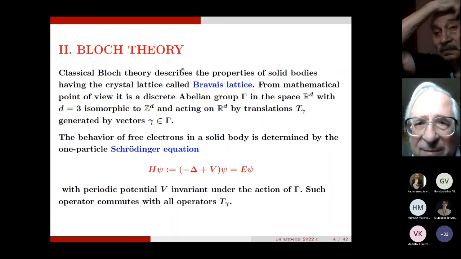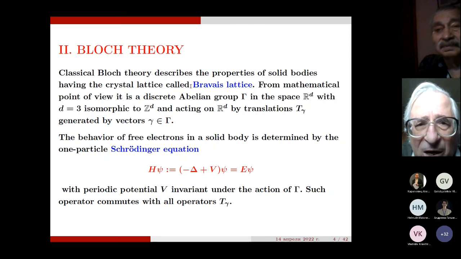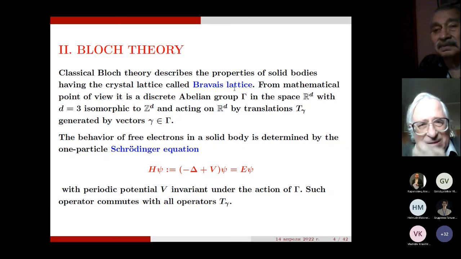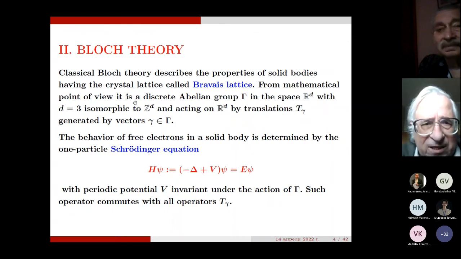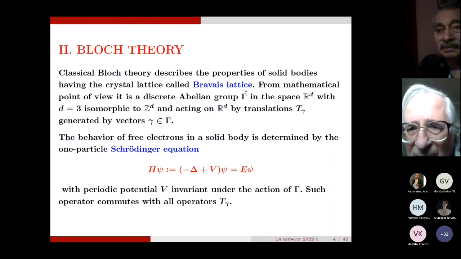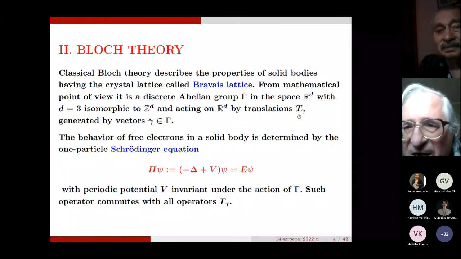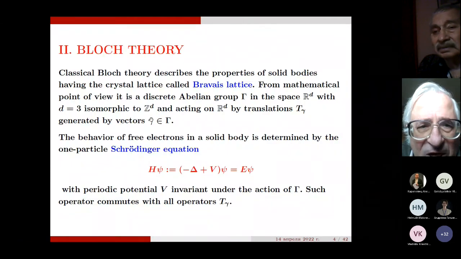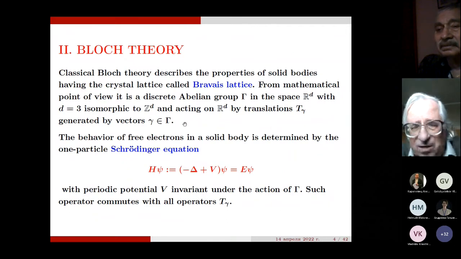Classical Bloch theory describes the properties of solid bodies which have a crystal lattice, called in this theory a Bravais lattice. From a mathematical point of view, this lattice is a discrete abelian group Gamma in the space R^d, with d equals 3, isomorphic to Z^d, and acting on R^d by translations T_gamma, generated by vectors gamma from this group Gamma. So we have a discrete group which acts by translations.